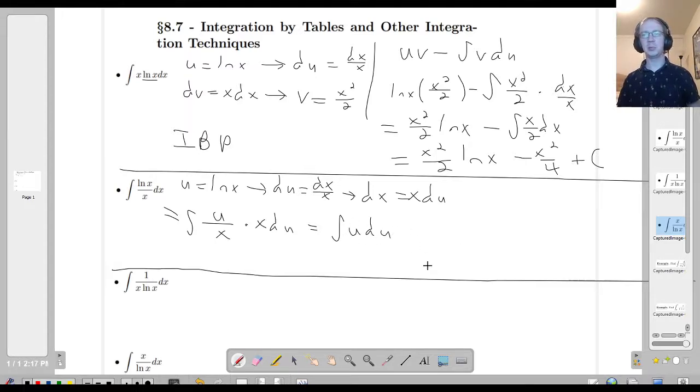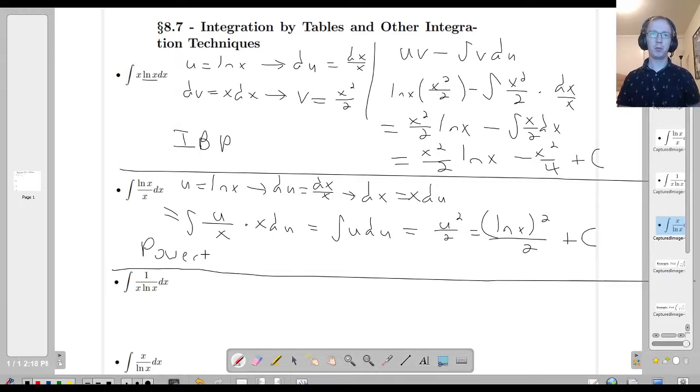So it really is just going to be a power rule here. A lot of times we just try a u substitution until something works. This one's very doable. I should just have u squared over 2, which is going to be natural log of x squared over 2 plus c. So this one was just a power rule with a u substitution. Okay, so just an 8.1 basic integration technique.